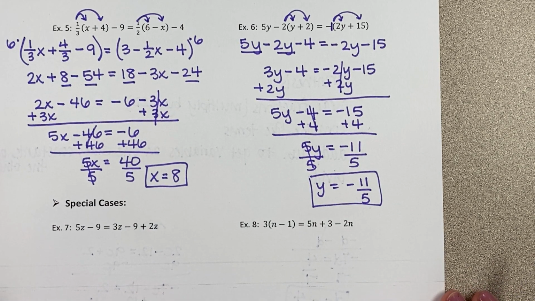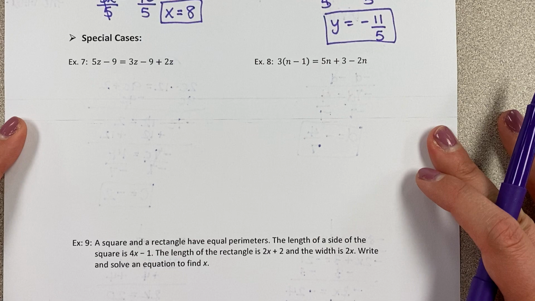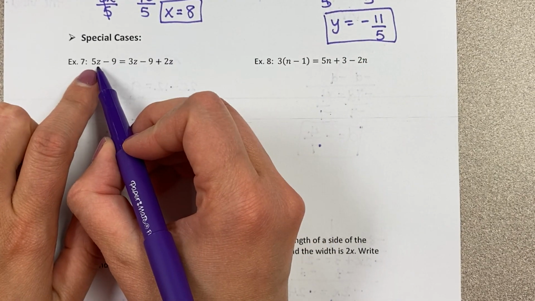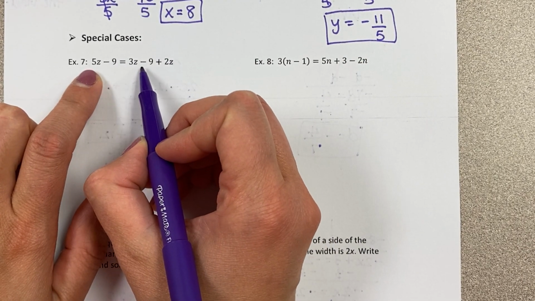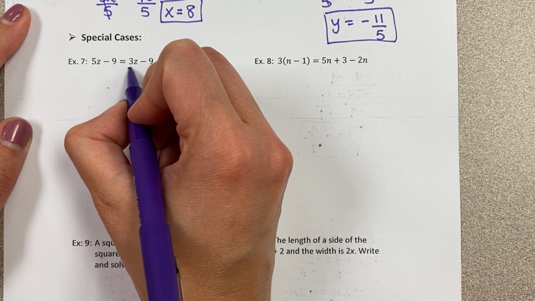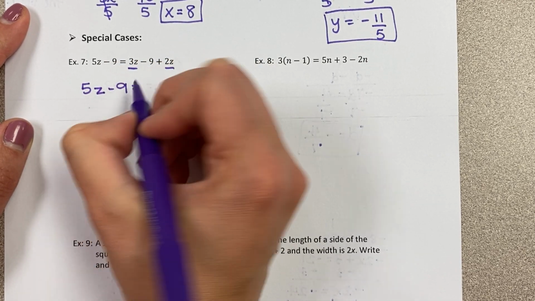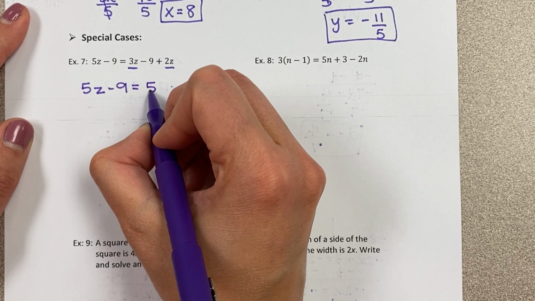All right, moving on to some special cases. You might get problems that look like this, and I'm going to show you what's different about these. So let's take a look. 5z minus 9 equals 3z minus 9 plus 2z. So first thing I'm going to do is combine like terms. So 3 plus 2 is 5z.